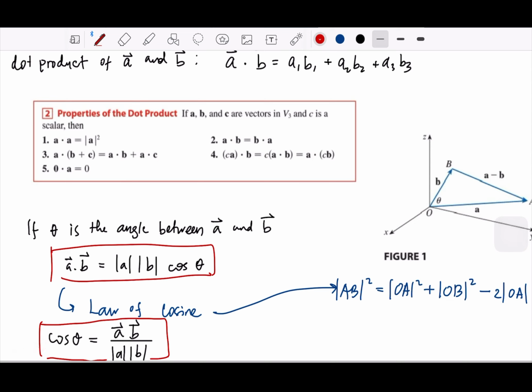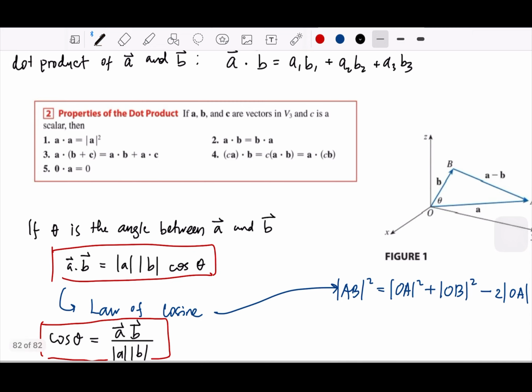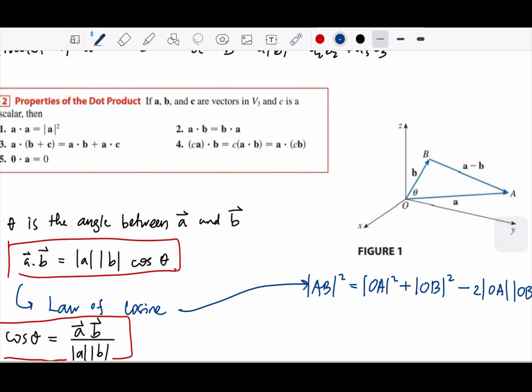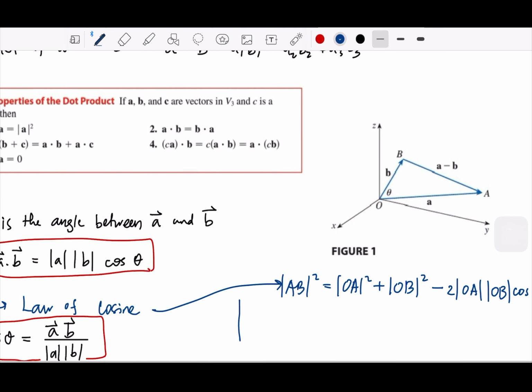So from this angle, we can also say if we have vectors that are orthogonal, for example, this is A, this is B, and this is theta, then the dot product between orthogonal vectors will be 0. If theta is orthogonal, or theta is pi over 2, then vector A dot vector B will be 0.